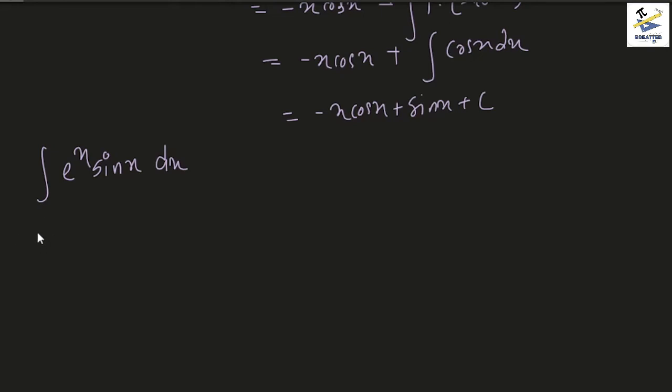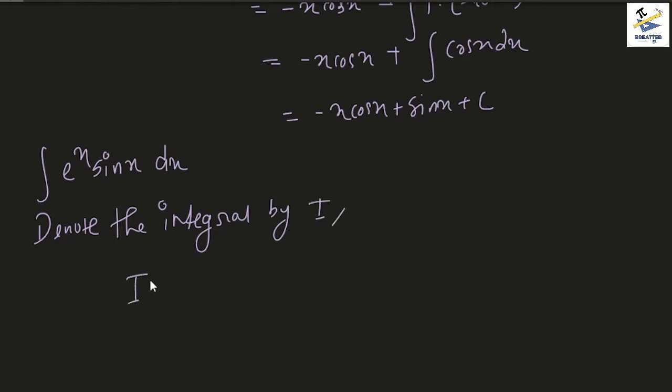Let's see. Denote the integral by I. Then what we have is I is equal to the integral of e to the power x sin x dx. Now if you remember the rule ILATE, E, that is for exponential functions, comes last. So obviously e to the power x is going to be the second function here, and sin x is going to be the first function.